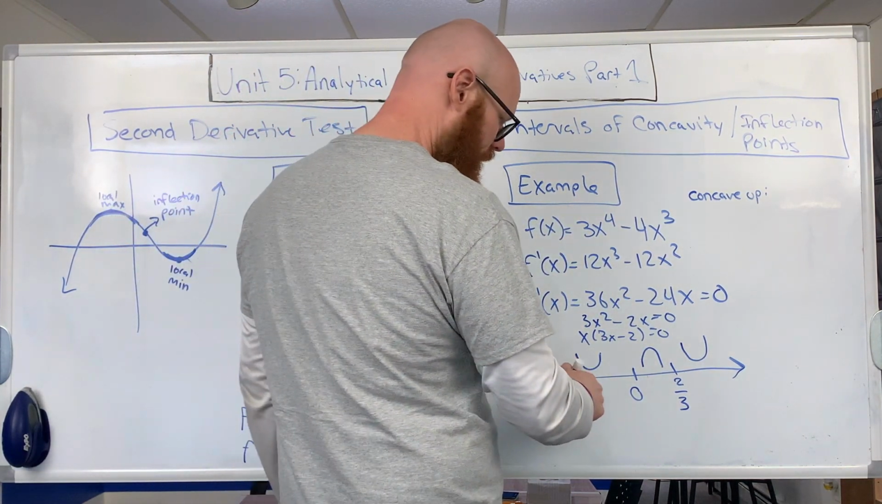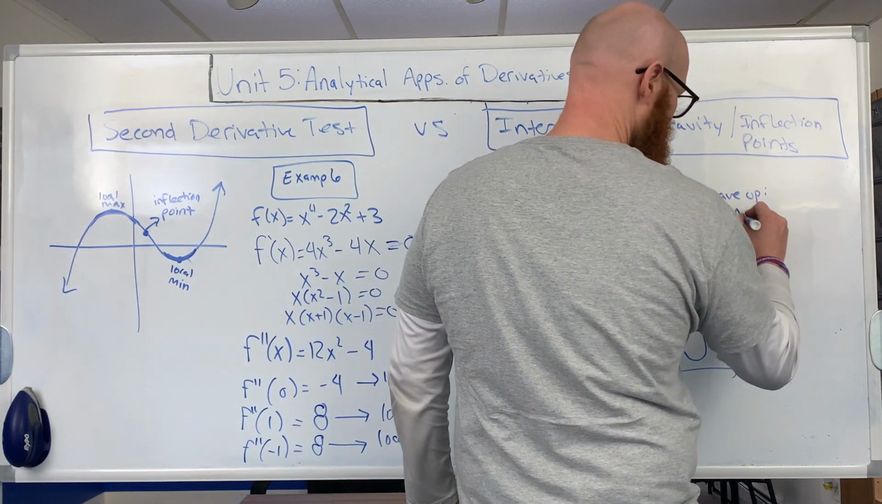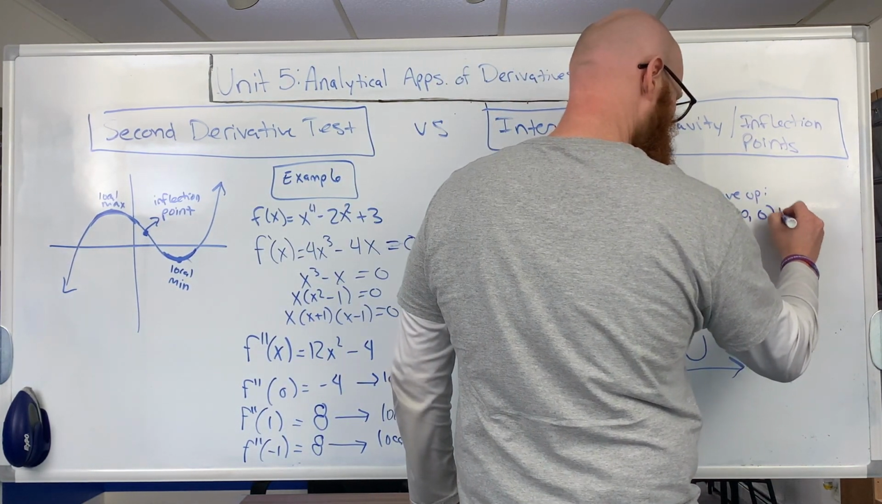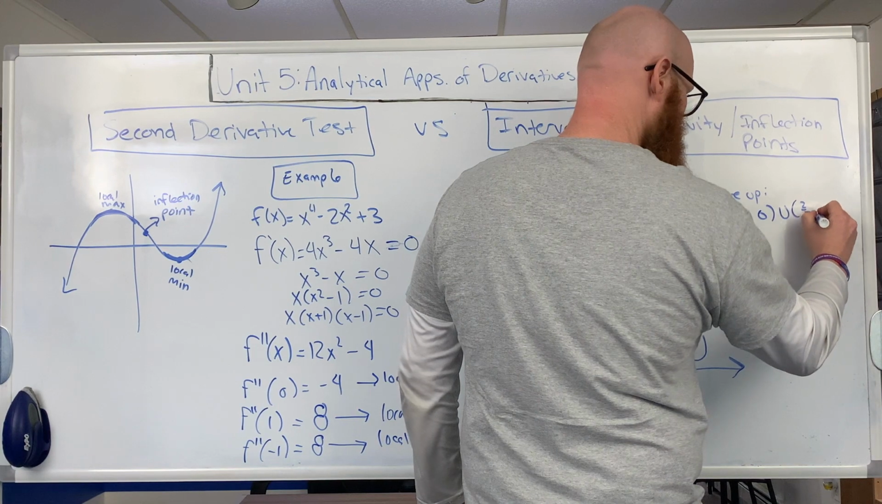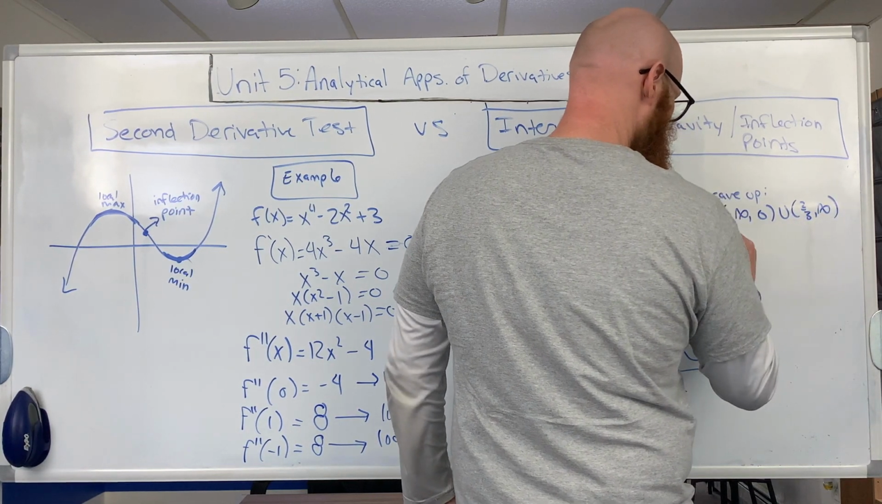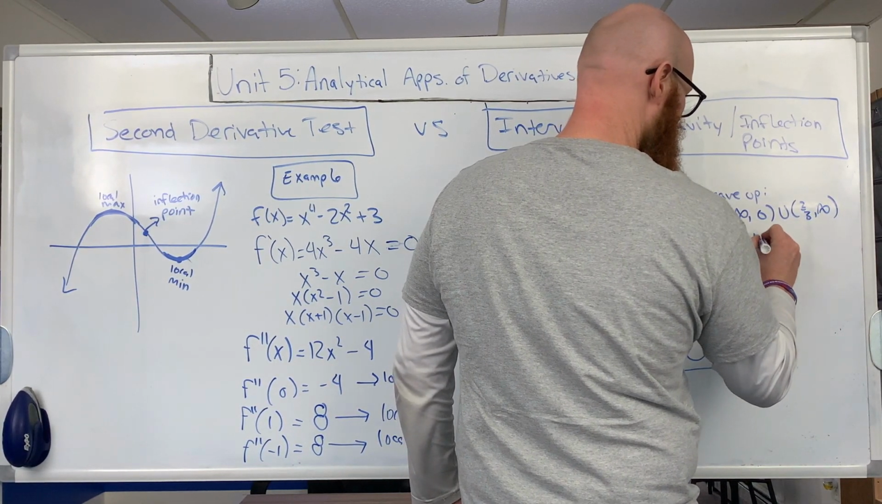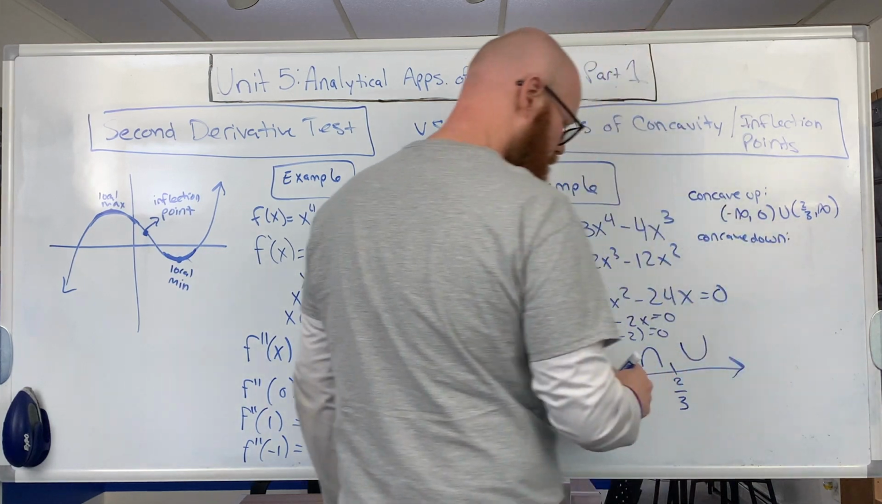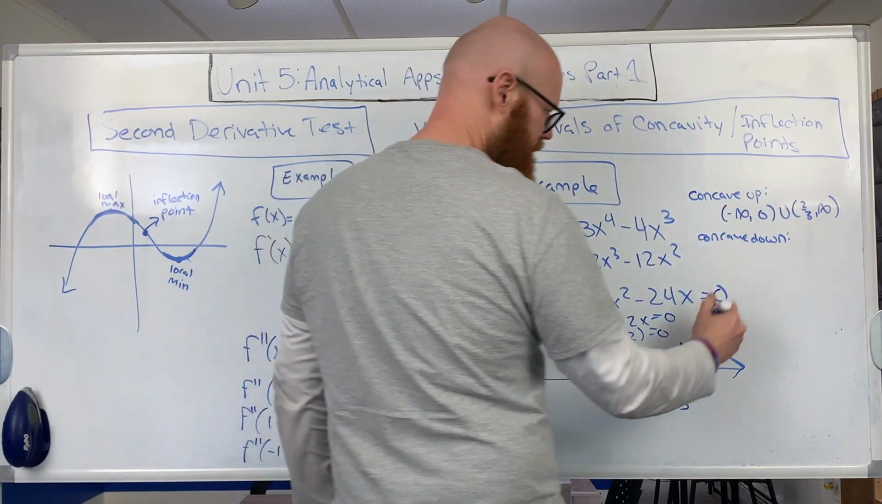And that's going to be concave up from negative infinity to 0, and then again from 2/3 to infinity. And then it's going to be concave down wherever the second derivative is negative, which is between 0 and 2/3.